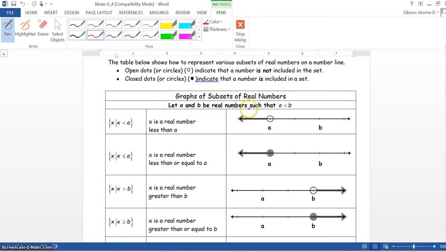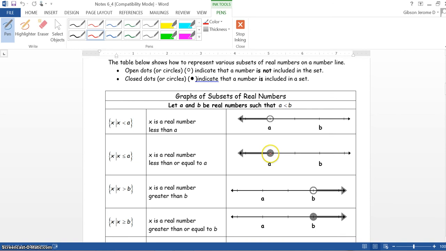Let a and b be real numbers such that a < b. Now we have here the subset of x < a, where x is a real number less than a. If you notice here, it's an open circle. That means a is not included. And we draw our arrowhead going to the left, which signifies that all of the numbers less than a are included. And here we have the subset of x ≤ a.